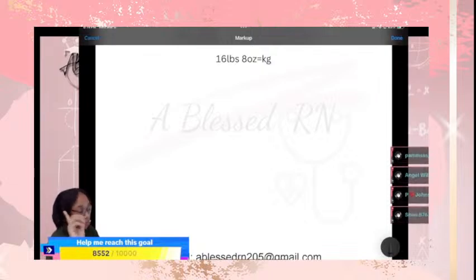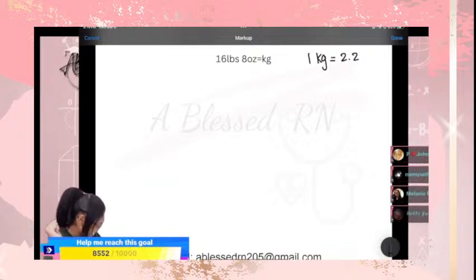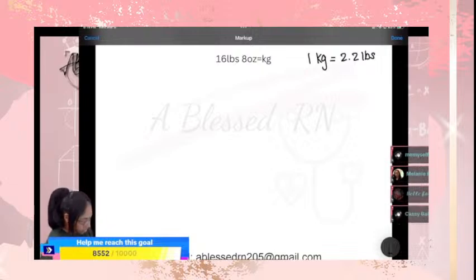So how many pounds are in 1 kilogram? How many pounds in 1 kilogram? 2.2. You got it, Tashi. I hope I said it right. Okay, 2.2. Yes, 2.2. All right, know it, love it, eat it. Okay, so then we also need to know how many ounces are in a pound. So we know that 1 pound is 16 ounces.